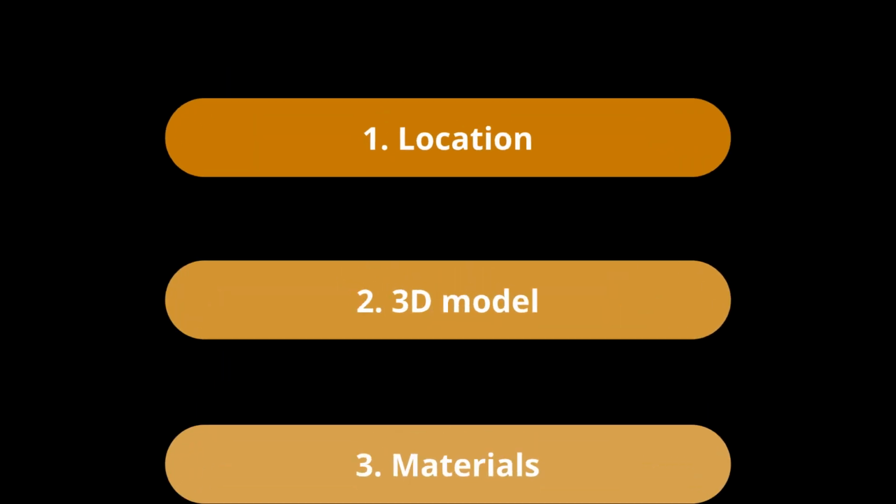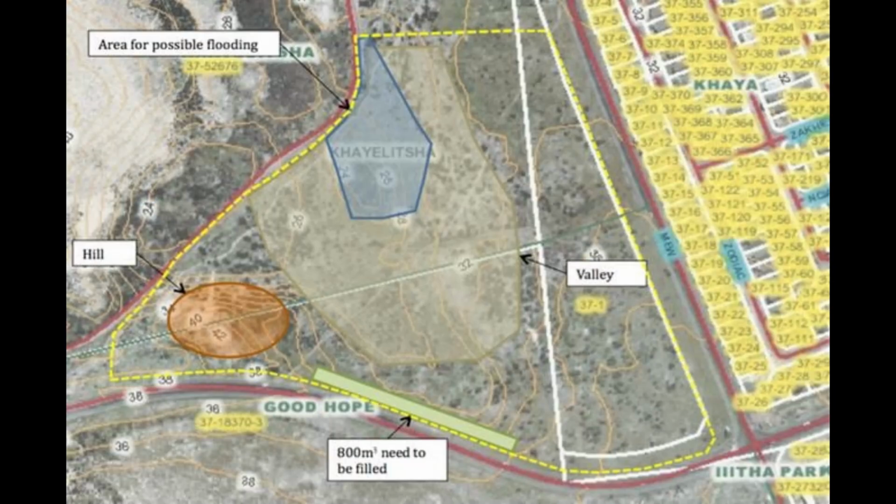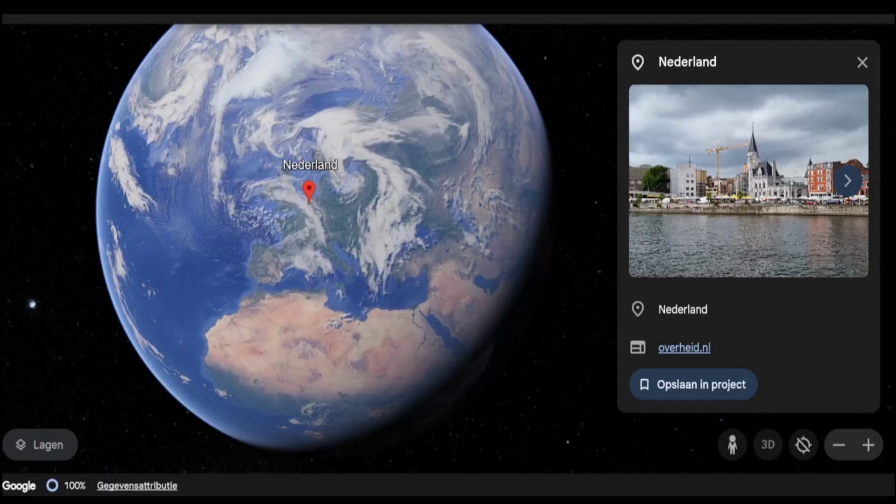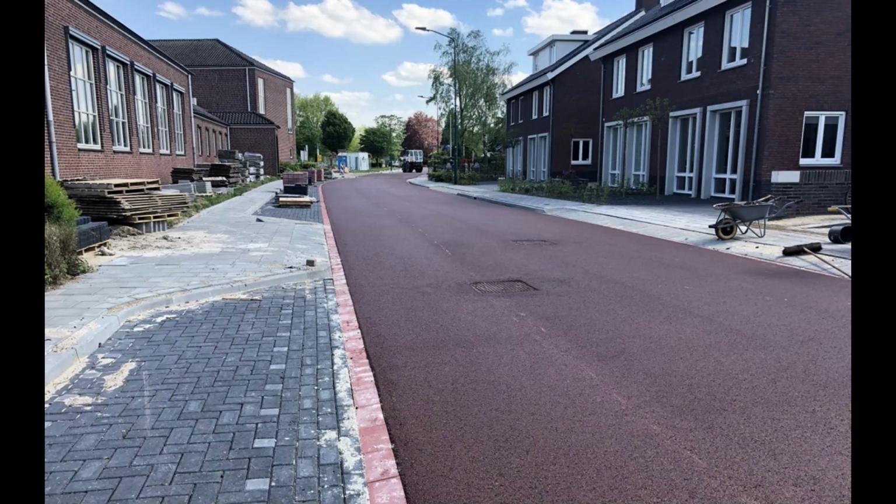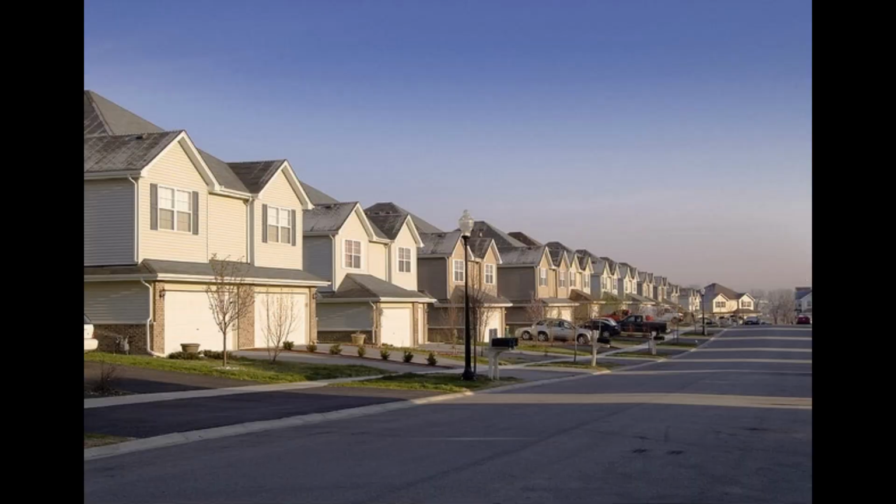So the first one is the location of your project. Is there a new or existing site? Because then you can look up what type of streets are common in that area. For example, in the Netherlands we have different street work than in the United States.